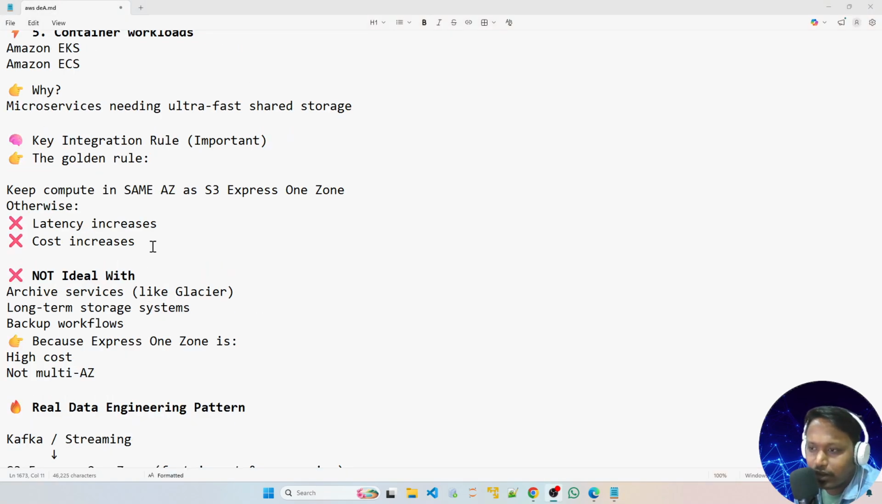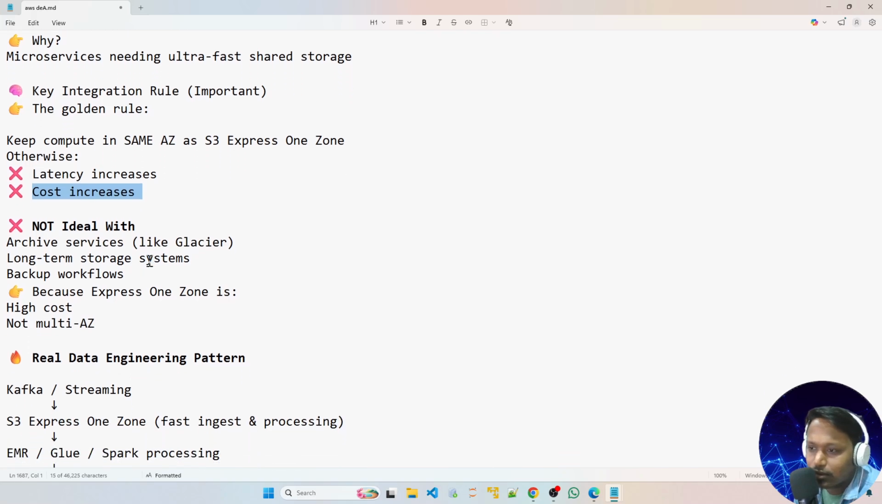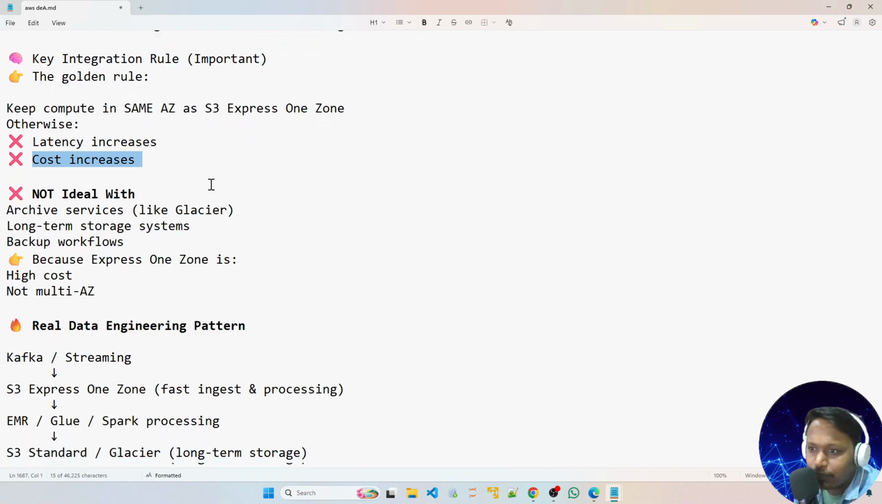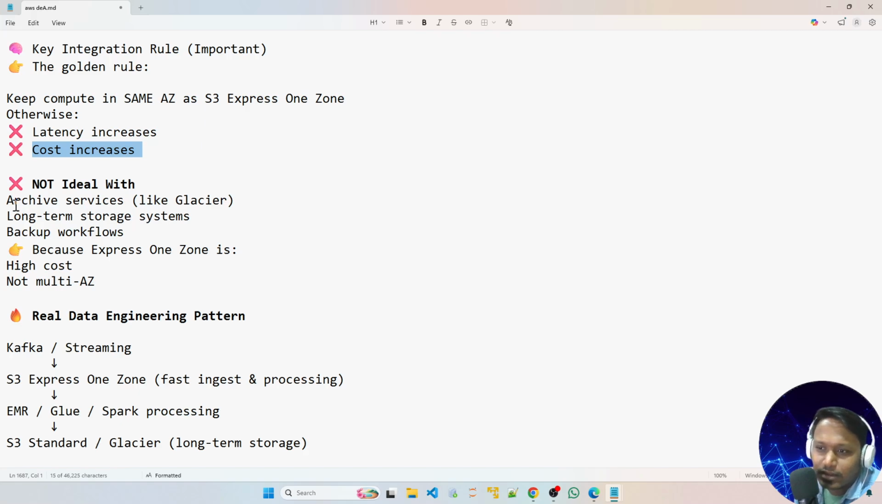One key consideration to keep in mind is that you should keep compute in the same availability zone as Express One Zone, because if you don't, latency will increase and cost will also increase. So you must keep all the compute in the same availability zone where Amazon S3 Express One Zone is available. Okay, it's not ideal with some of the services mentioned over here.